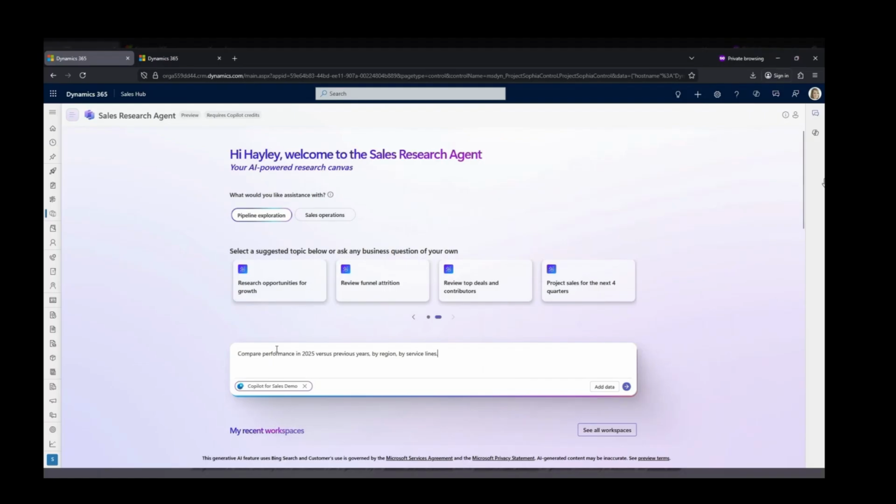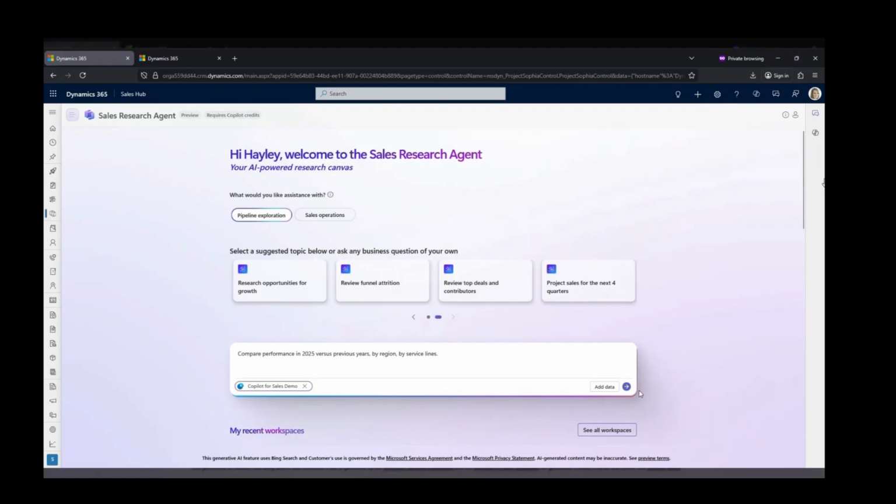Jim enters a complex question. Compare our 2025 performance with prior years by region and service line. Now, this isn't a simple query. It demands internal data, historical context, segmentation, and benchmarks. He's not asking for a report. He's initiating a strategic analysis. With one prompt, he expects the agent to reason deeply, synthesize trends, surface white space, and pinpoint underperformance. It's a shift from routine reporting to enterprise-grade actionable intelligence.